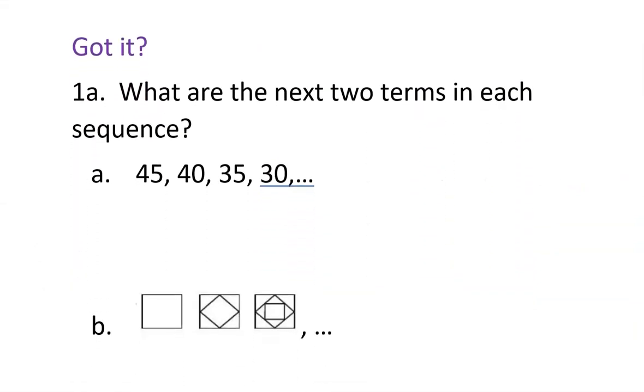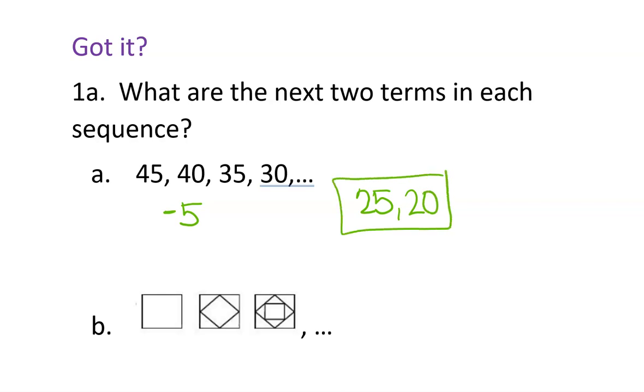Try the got it question. You can pause the video and then come back. What are the next two terms in each sequence? So the first one, 45, 40, 35, 30. To me, it looks like it is decreasing by 5. So I think my next two terms are 25 and 20.